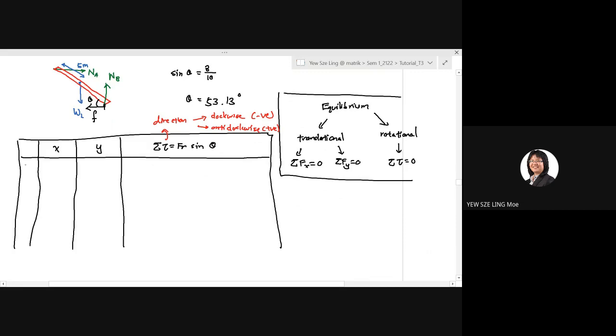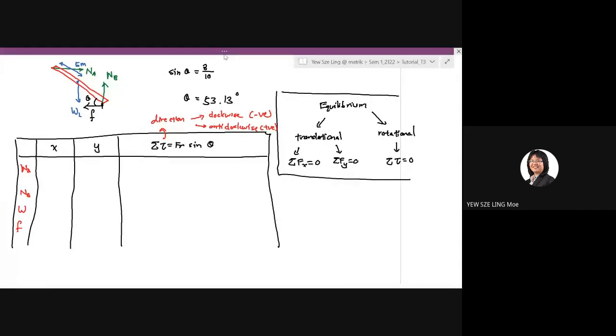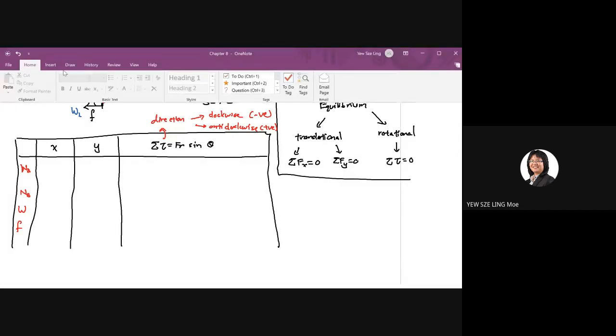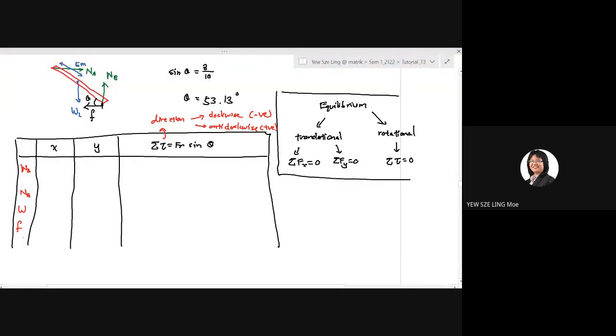According to this diagram, I have NA, I have NB, and then I have W, and I have F in the diagram. All right, so done. Those are the things that I need to include in my table. So I'm going to draw an ending line here. Okay, this line is very important. So now we say summations.